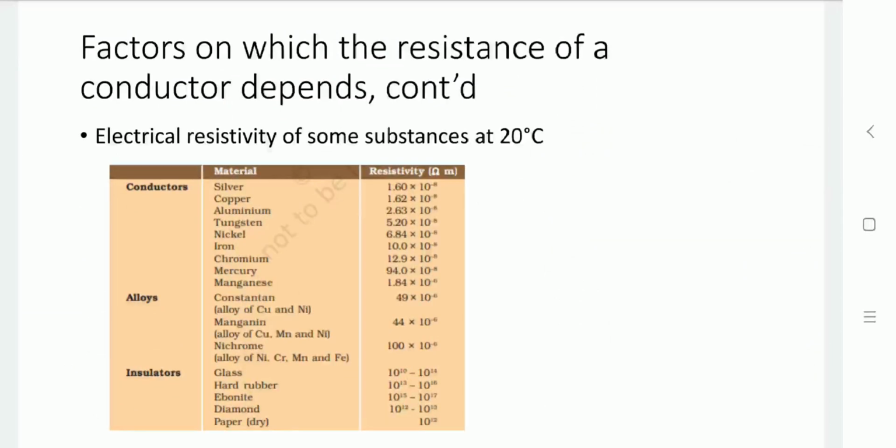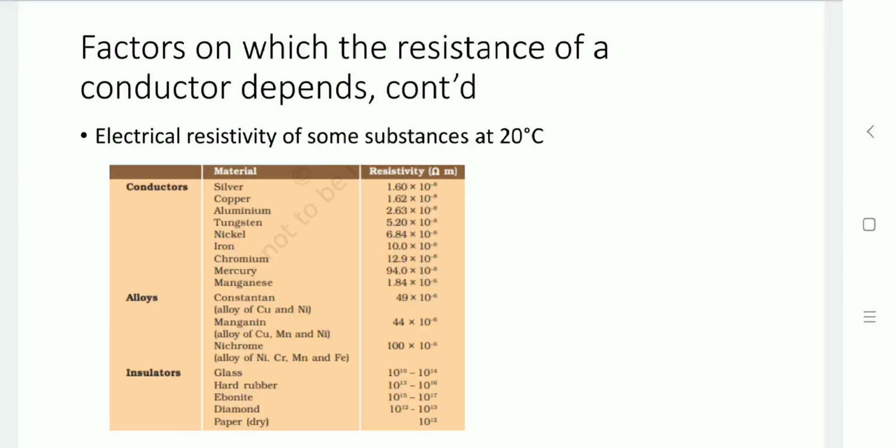So for that, a table is defined. The electrical resistivity of some substances is given at the temperature of 20 degrees Celsius. Here, whatever the resistivity constant we are replacing with the proportionality rho, that constant value is defined for different materials. For silver, 1.6 into 10 raised to minus 8 ohm into meter. So here some of the conductors, some of the alloys and some of the insulators are defined.